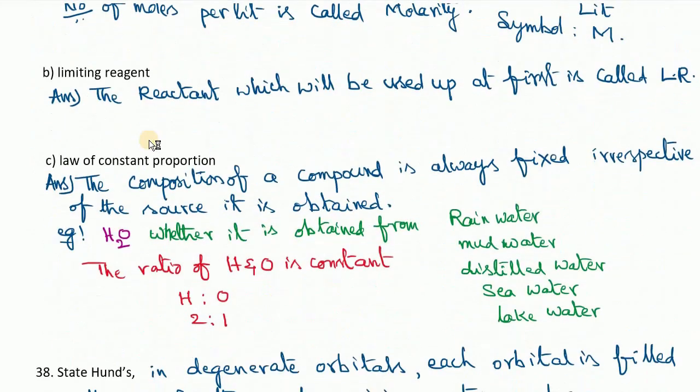Next, limiting reagent. What is limiting reagent? The reactant which will be used up, that means consumed at first, is called the limiting reagent.